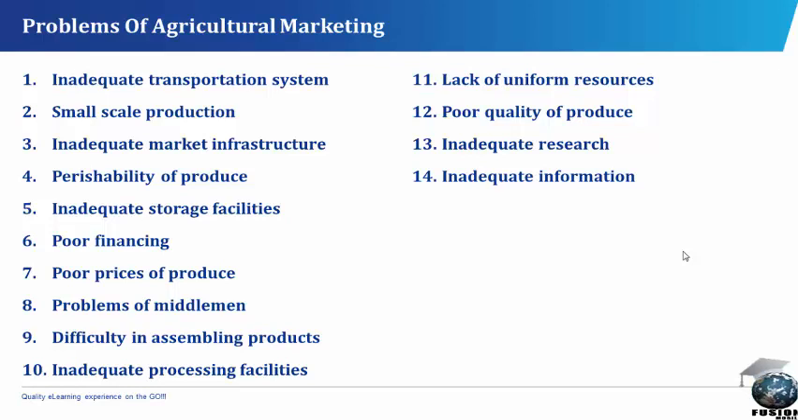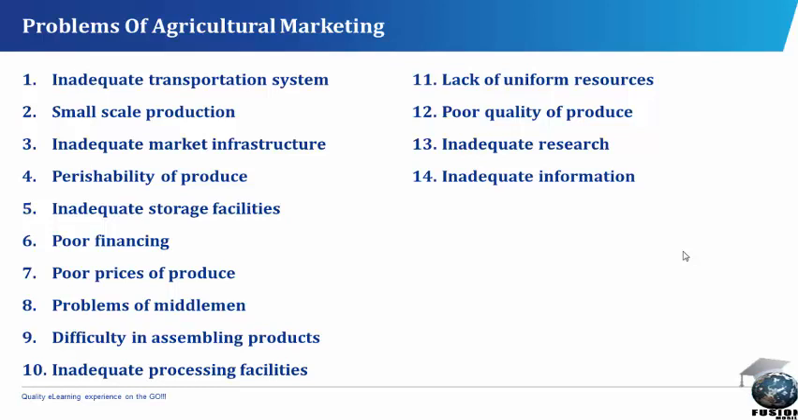We also have problems of middlemen. Middlemen here hoard produce, thereby creating artificial scarcity and hence inflation of prices of the produce. There are always difficulties in organizing and assembling agricultural products that are produced on small farms scattered all over the country. Poor packaging and processing facilities are major problems involved in agricultural marketing.